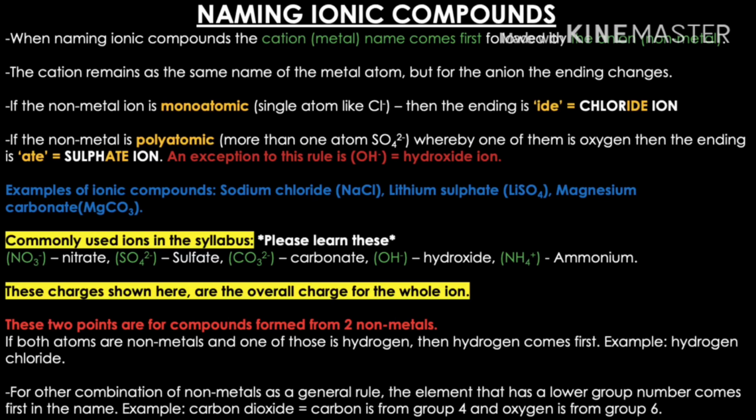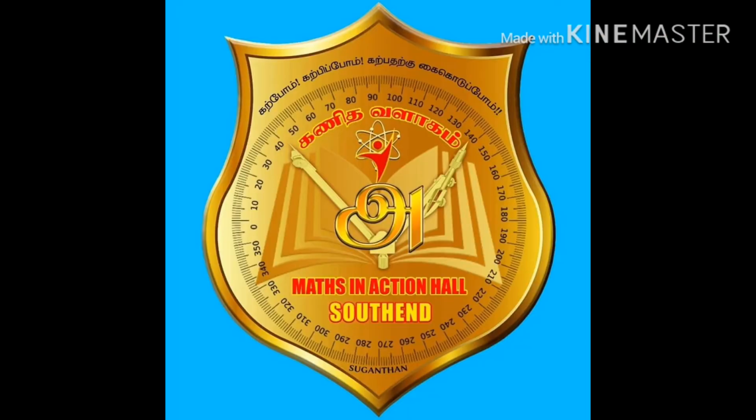So if both atoms are nonmetals and one of them is hydrogen, then the hydrogen comes first, for example, hydrogen chloride. For other combinations of nonmetals, as a general rule, the element that has the lower group number comes first in the name. Example, carbon dioxide. Carbon is from group 4 and oxygen is from group 6. Therefore, carbon comes before oxygen.